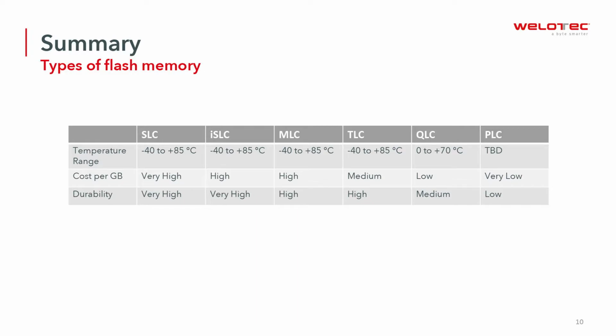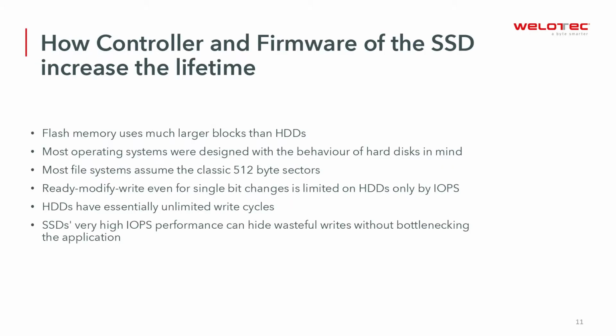In this summary, you can see how the different flash types compare in the most important metrics: cost per gigabyte, durability, and their suitability for wide temperature applications. Let's have a look at how controller and firmware increase the lifetime of your SSDs. Flash memory uses much larger blocks than HDDs. While HDDs usually have the classical 512 byte sectors, SSDs have sectors of 256 kilobytes for the most part.